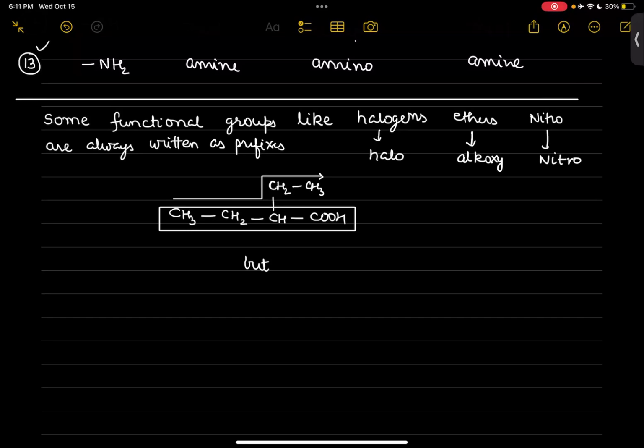Now the primary suffix comes just after the word root. Usually, that is butanoic acid, right? Yes, butanoic acid: butane, or oic acid. Got it? And now the numbering: we need to number it to tell where the substituent is. From where should we start the numbering?